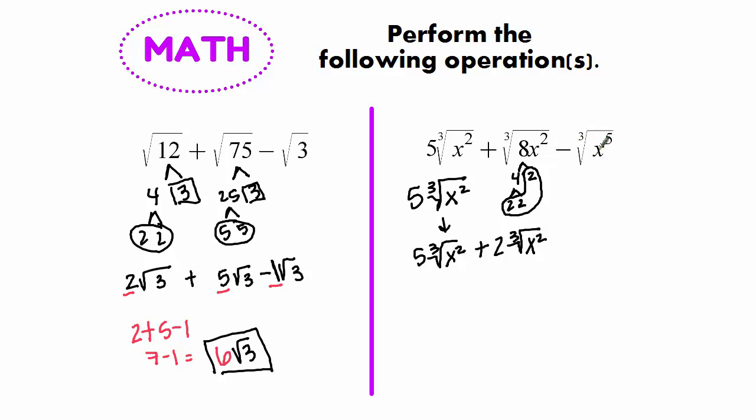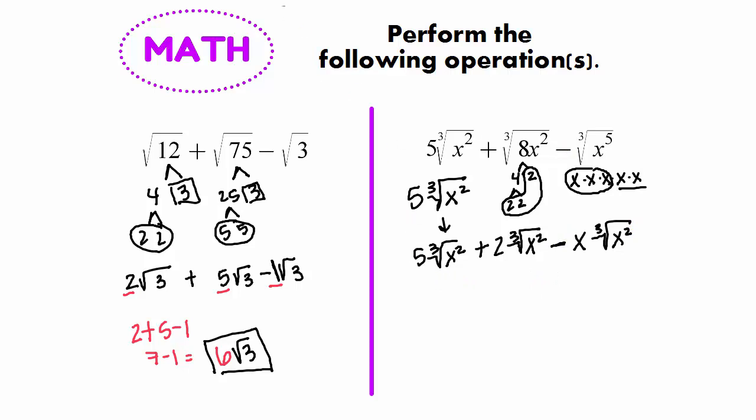So x to the 5th, that means I have 5 x's. So I like to write it out so I don't miss anything. So I have 5 x's, and this 3 tells me I'm looking for groups of 3. So I have one group of 3 here. So that means I have one group of x's coming on the outside, and then I have 2 left inside. So those go back inside the radical. Drop down this sign, minus.